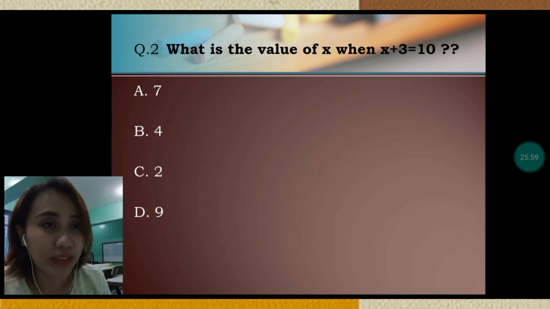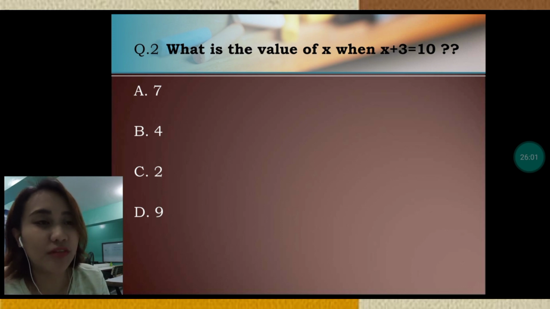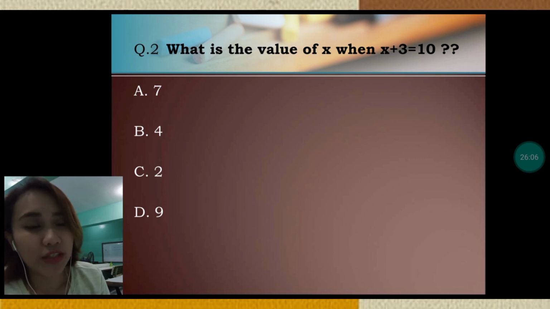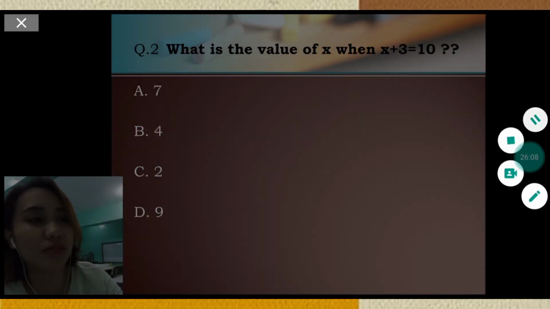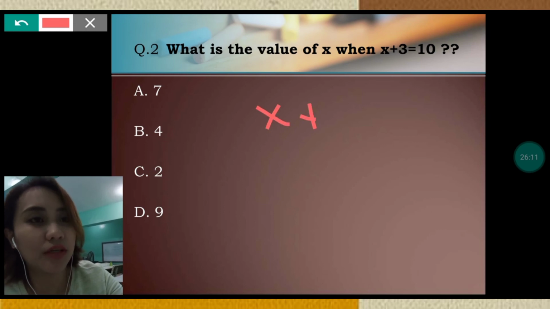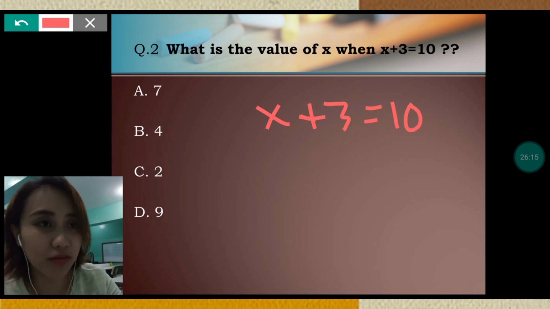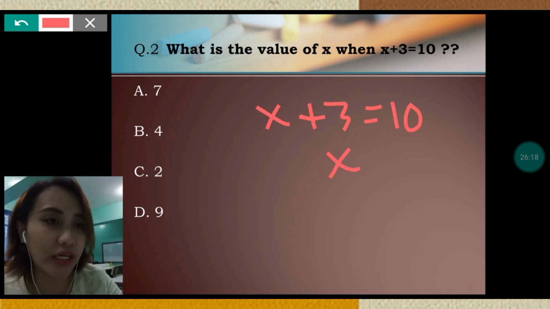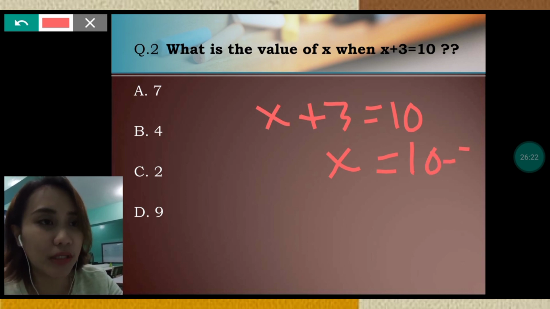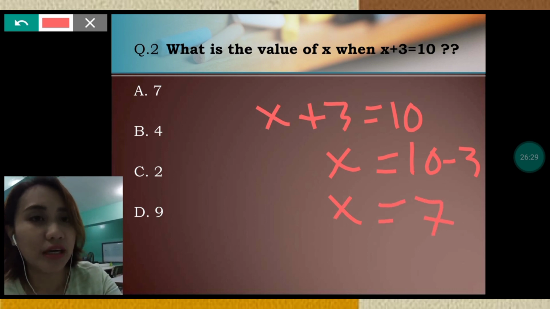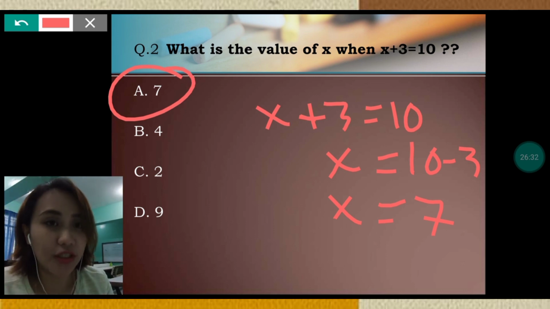Question number 2. What is the value of x when x plus 3 is equal to 10? In this equation, we can actually solve for x. So, let's write that down. x plus 3 is equal to 10. In solving for x, we can transpose 3 to the other side of the equation. Since it's positive, it will become negative. So, change the sign. Therefore, x is equal to 7. And the correct answer is letter A.